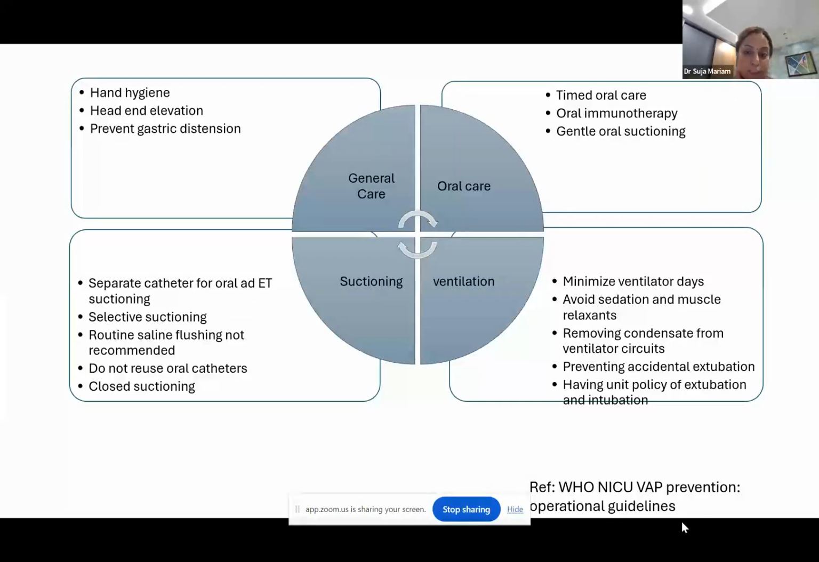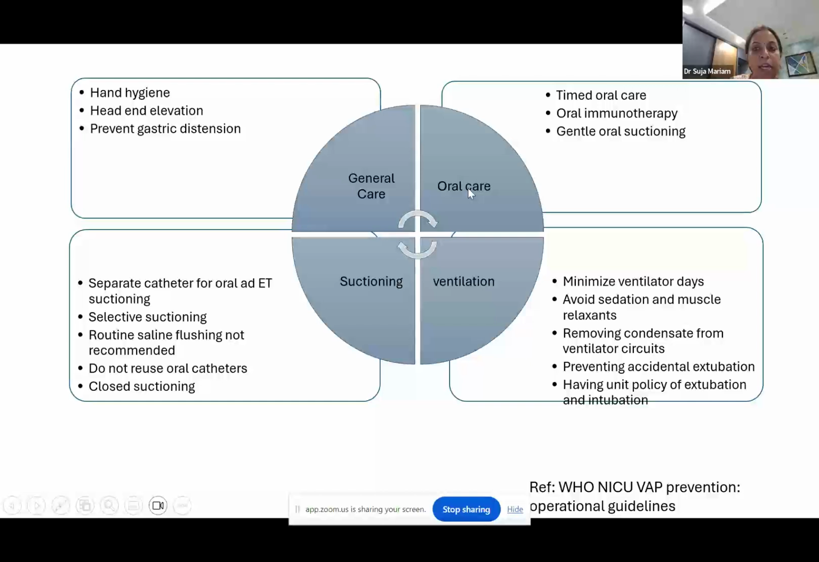So this is what is given by WHO in prevention of VAP in the NICU. It provides 4 main components. One is general care. General care, as you all mentioned, hand hygiene, head end elevation, and preventing gastric distension. Because whenever there is gastric distension, there is going to be reflux and microaspiration. And there will be atelectasis in the lower part of the lung. So these are in the general care.